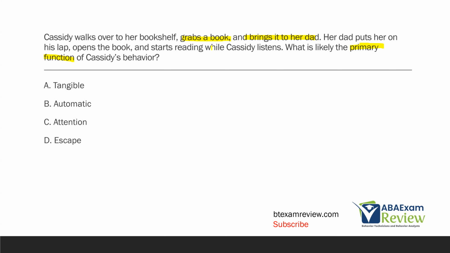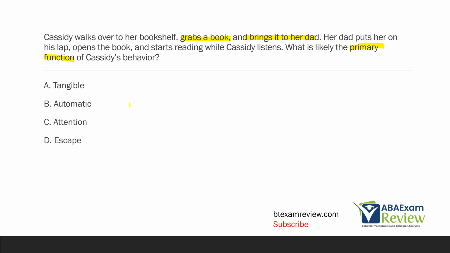What about C, attention? Yes, by getting the book and bringing it to her dad, and then her dad putting her on his lap, opening the book and reading, Cassidy is now gaining attention from her dad. That is the ultimate reason she's done this, more than likely. At least the primary reason, the primary function would be attention. And then D, escape. Well, it doesn't appear that Cassidy's escaping from anything, and so we can't pick escape. There's just no indication she's escaping.